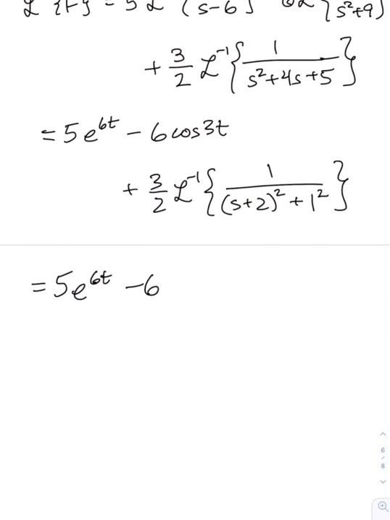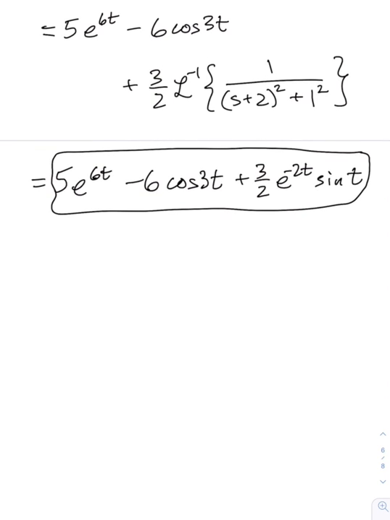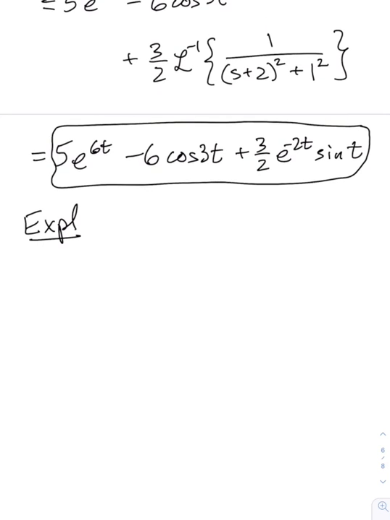So copy these ones. And then that last one, reading it right off the table, is because of the plus 2, I've got an e to the negative 2t out front, and then otherwise I've got sine of bt, and b is 1 here, so sine of t. And there's my inverse Laplace transform for that one. Lots of examples here in this section.